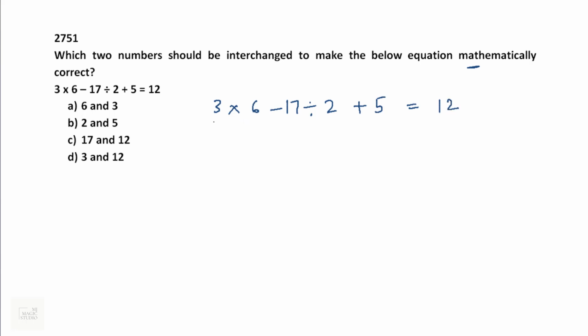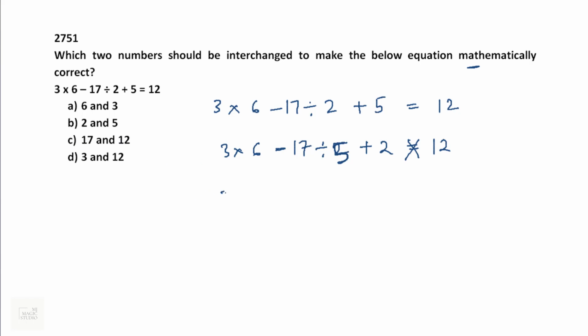6 and 3: if I change 6 and 3, there would be no change on the left hand side. 2 and 5: if I change 2 and 5, it will become 3 into 6, 18, minus 17 by 2, which will be in fraction, but it would be by 5, which will again be in fraction, and plus 2 won't be giving 12.